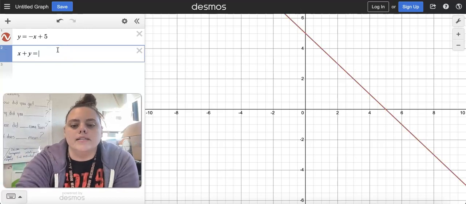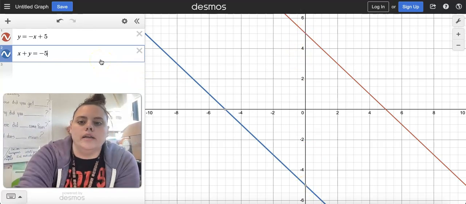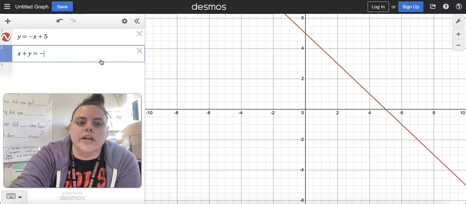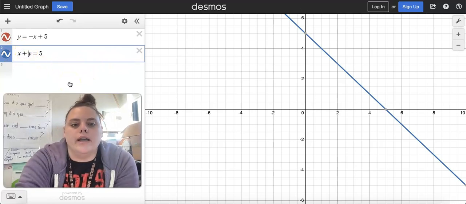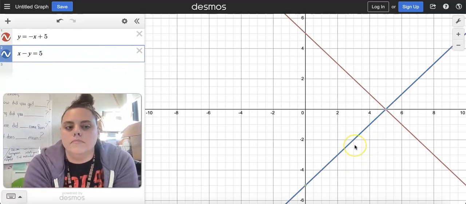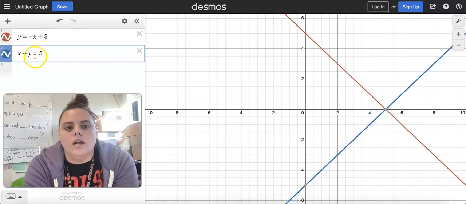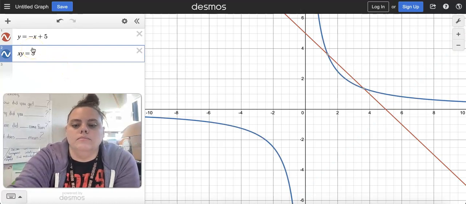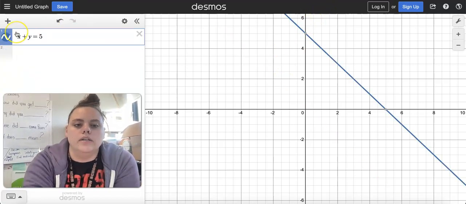If you mess up, if I did this as negative 5, notice that it shifted down to negative 5 here instead of positive 5. So if it ends up being parallel, I need to change the sign on my number on the right side. If I accidentally put x minus y, well, now my slope has changed. So if your slope is different, that's a sign that you need to change something with the x or the y. Okay, so this should be plus, and then it's back to normal. So then you erase this and check your next one.